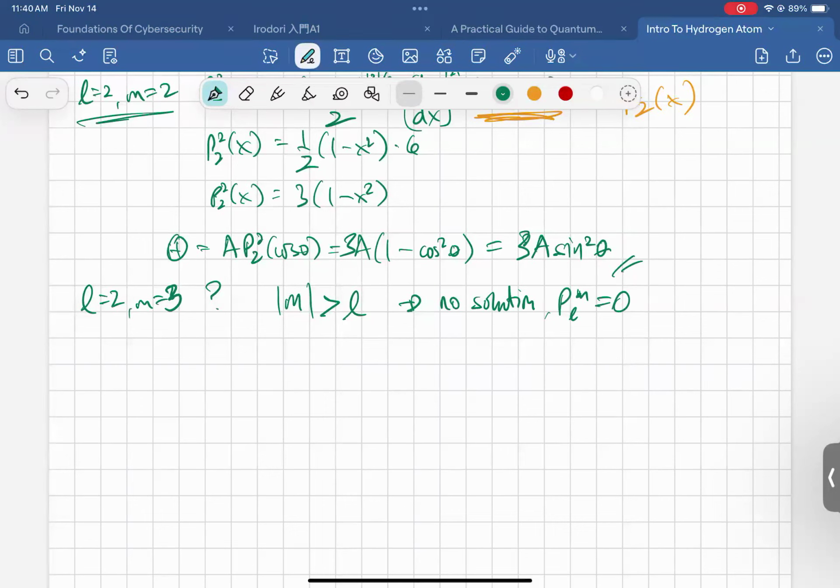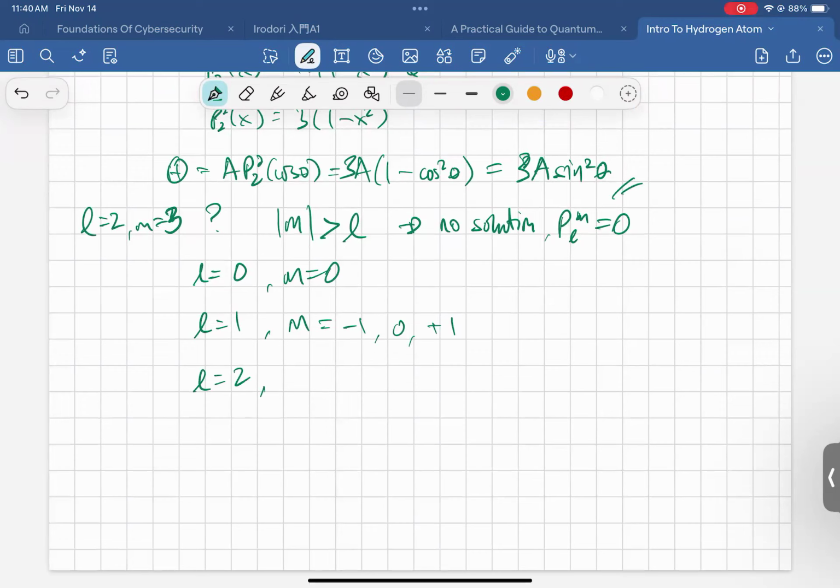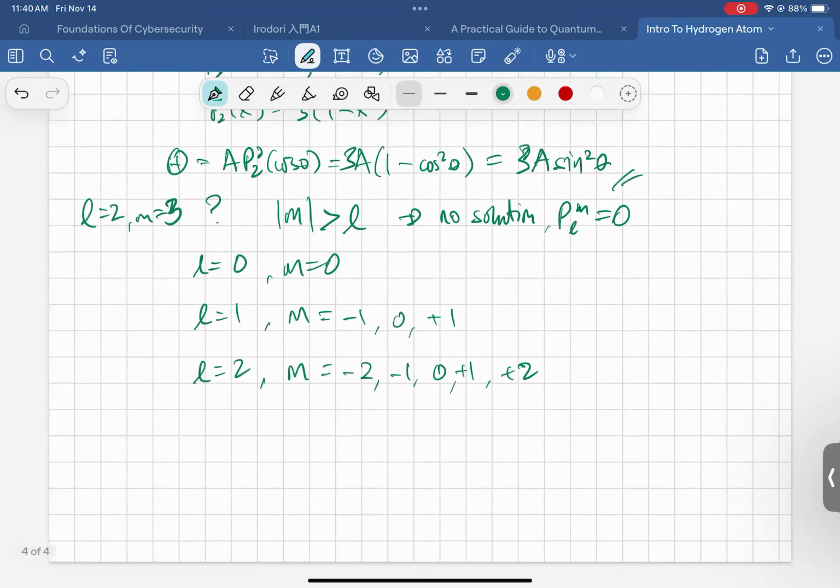So in other words, PL of M ay equal to 0. Okay, so ngayon, we have this condition between L at saka M. So, for example, if L equals 0, then M equals 0. And for L equals 1, then we have M equals minus 1, 0, and plus 1. For L equals 2, we have M equals minus 2, minus 1, 0, 1, at saka plus 2. Okay? So, and so on and so forth.